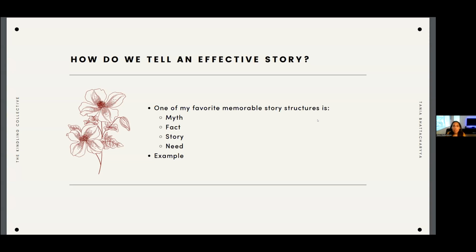And if they weren't misunderstood, there'd be plenty of funding and support for them, and we wouldn't have to advocate on their behalf. And so this story structure is very simple. So: myth, fact, story, need.